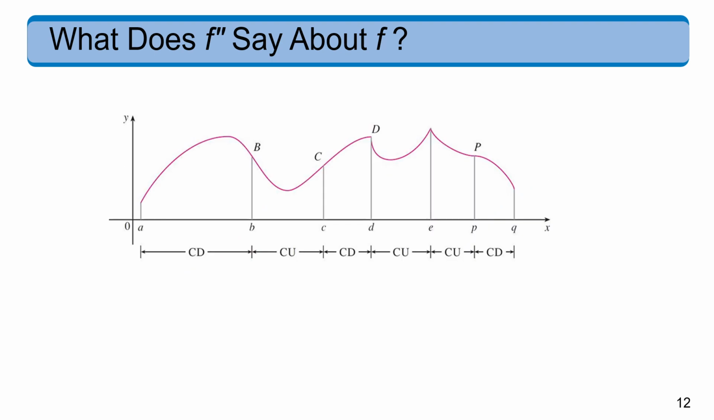This is an example of a graph of some function, and I wanted to point out that a function can switch concavity at different points on its graph. So notice when we start off on the left, this is like an upside down bowl, so this piece is concave down. But somewhere in this region you can see it's switched. This is like an upright bowl, so this part's concave up.